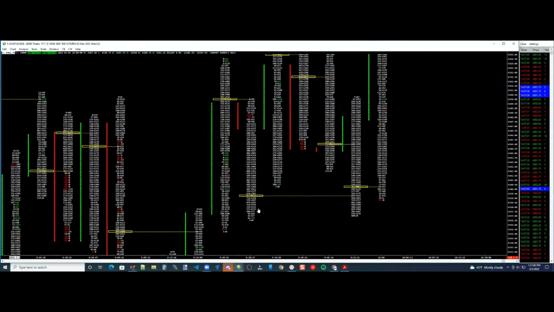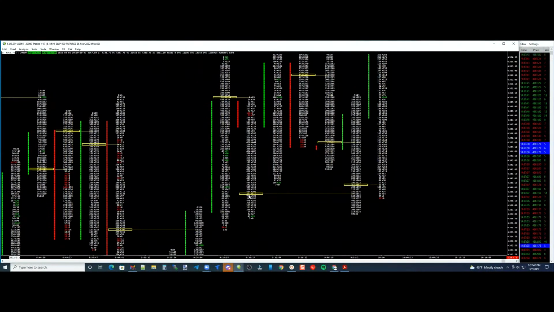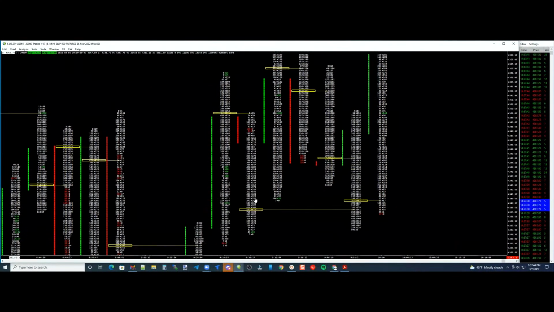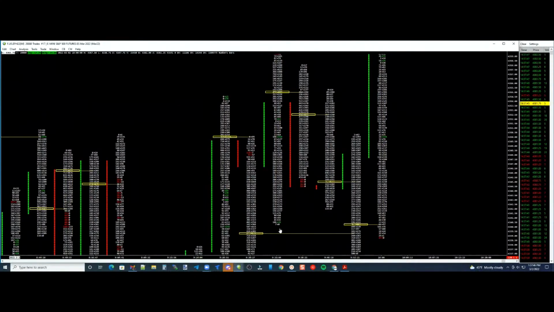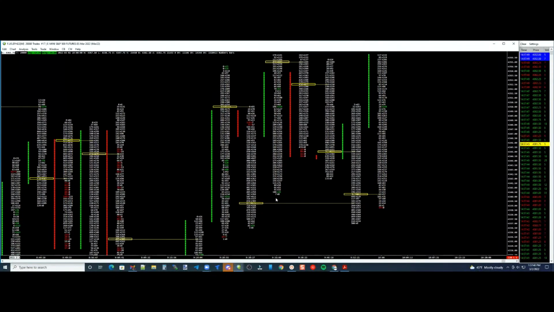So what does that tell me? I know from this bar POC, buyers took control. How do I know that? Because we ripped and we left the bar POC behind. So when we revisit this bar POC, what am I expecting? I'm expecting buyers to maintain control.